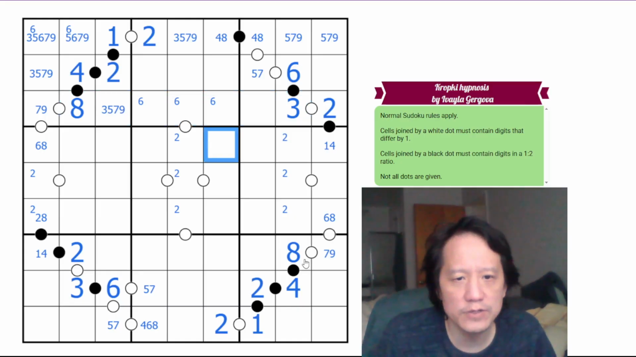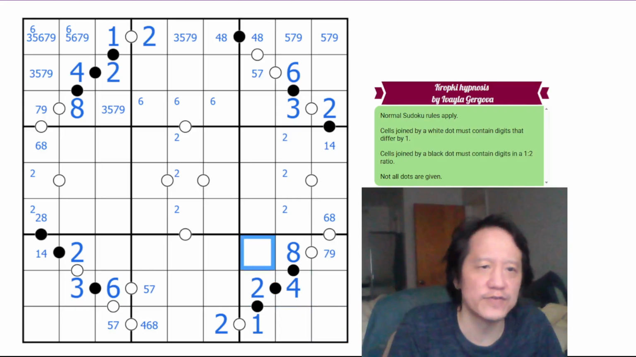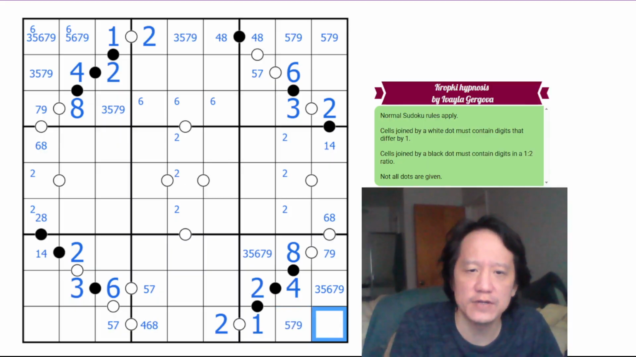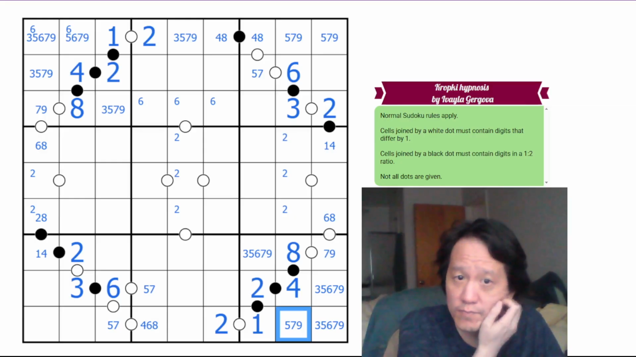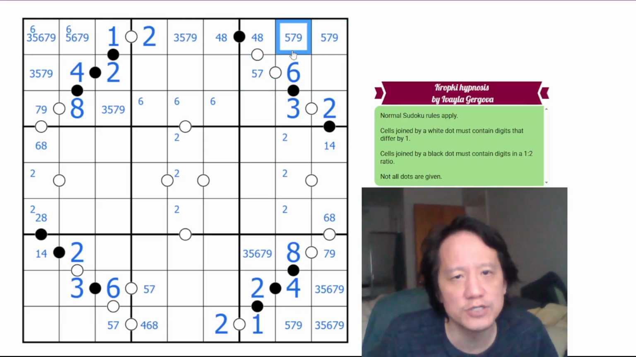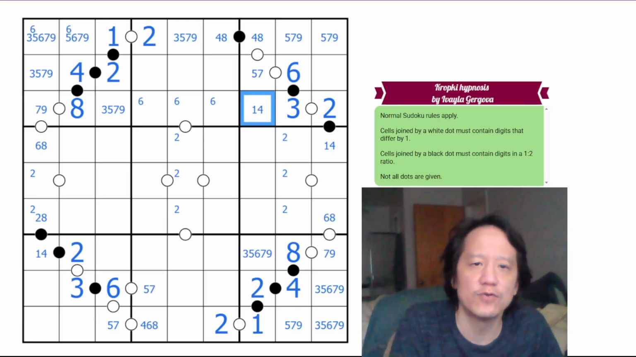Okay. What else do we have? The remaining digits in this lower right-hand box also must be 3, 5, 6, 7, 9. This can't be 3 or 6, so this is 5, 7, 9. In this upper right-hand box, we have a 579 triplet, which eliminates 579 from the rest of the box. So this must be 148 and 148 here.